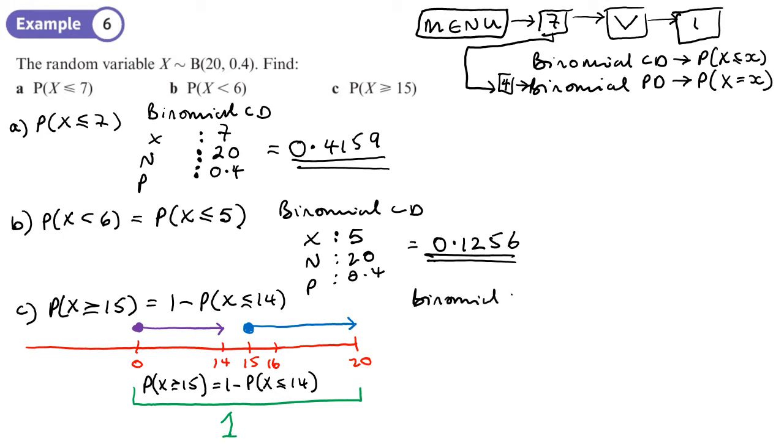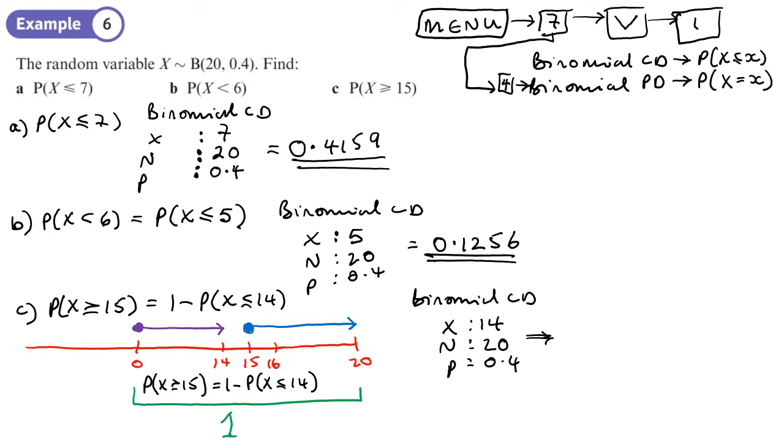Now, let's go to binomial CD again. X this time is going to be 14. N and P are unchanged at 20 and 0.4. So what I'm going to do is press AC. I only need to change X to 14. Okay, and then I get a number come up. This is not my final answer because I need to do 1 minus that.